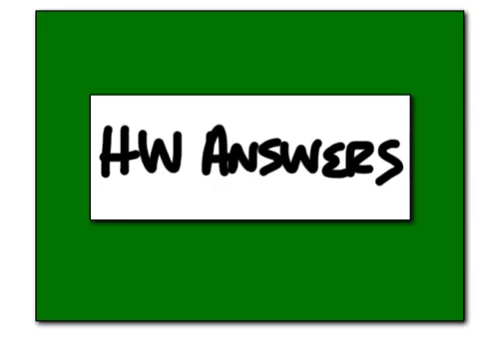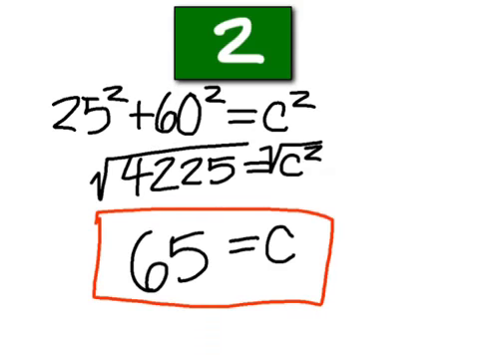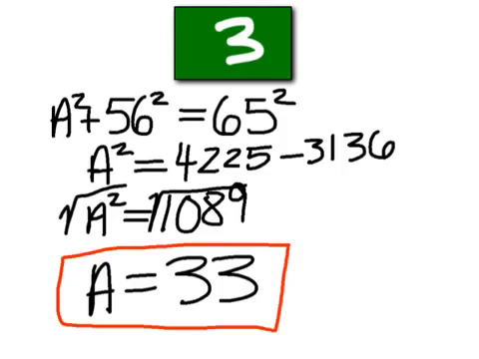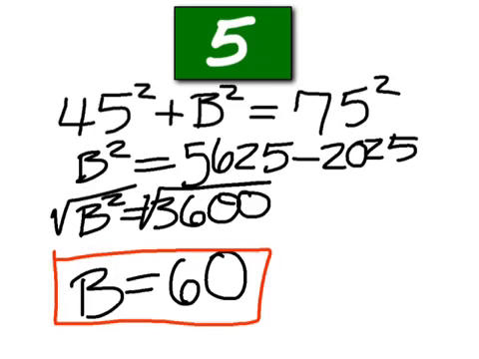Okay, homework check's gonna be up here. Just be sure to keep track of how many you have right. Number 1 should be C equals 65. Number 2 should be C equals 65. Number 3, A equals 33. Number 4, A equals 39. Number 5, B equals 60.